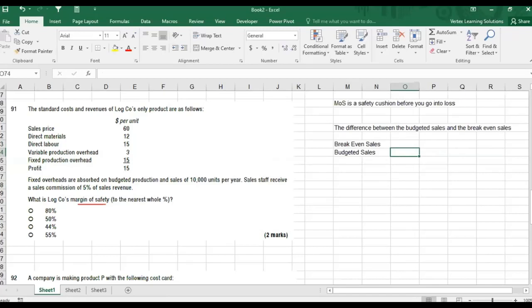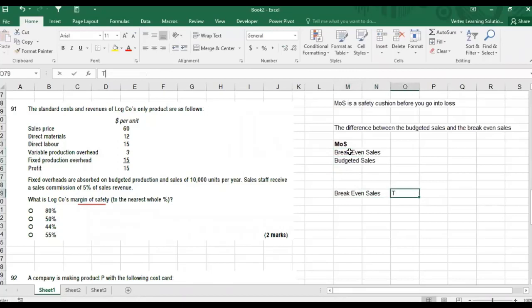You have 3 minutes, start working your mind, take out some calculations, and you guys are going to help me out with this question. Okay, let's start doing it. To calculate margin of safety, we need these two things: budgeted sales and break-even sales. So let's first see how we calculate break-even sales.